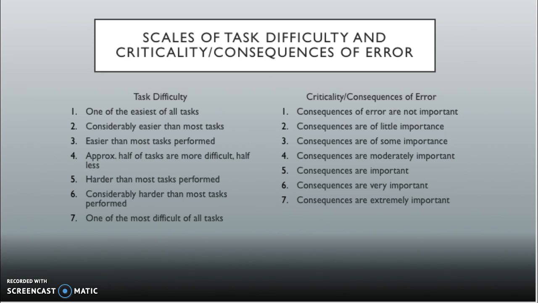The SMEs are instructed to rate the tasks according to 2 scales, task difficulty and criticality, or consequences of error. The tasks are rated on a Likert-type scale, with 1 being the easiest and 7 being the hardest. Likewise, on the criticality scale, a 1 denotes that consequences of error are not at all important, while a 7 means consequences are extremely important.